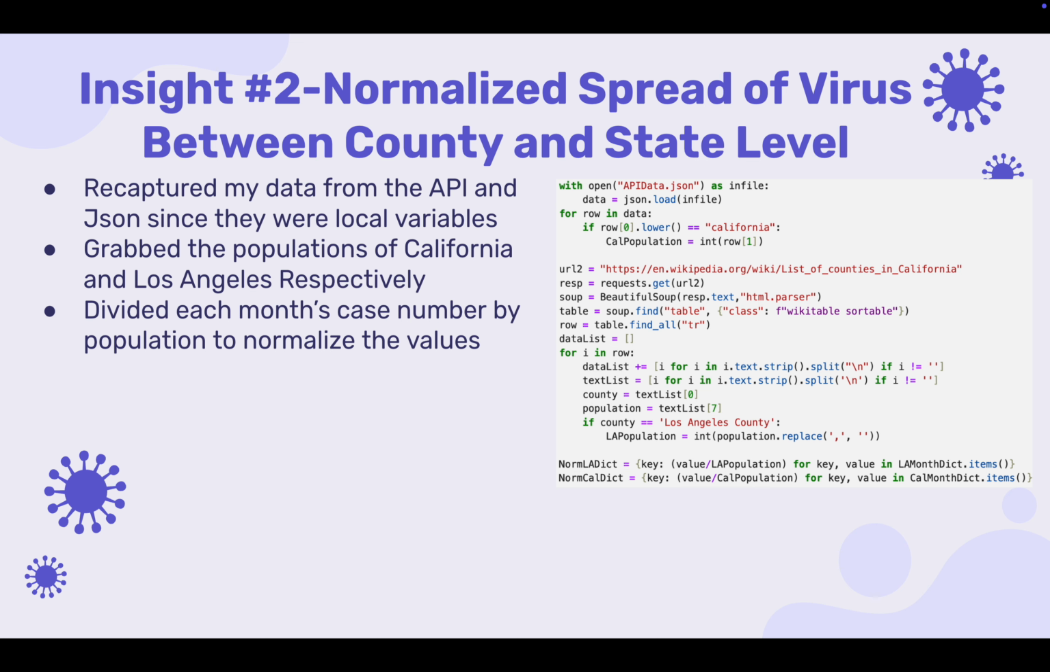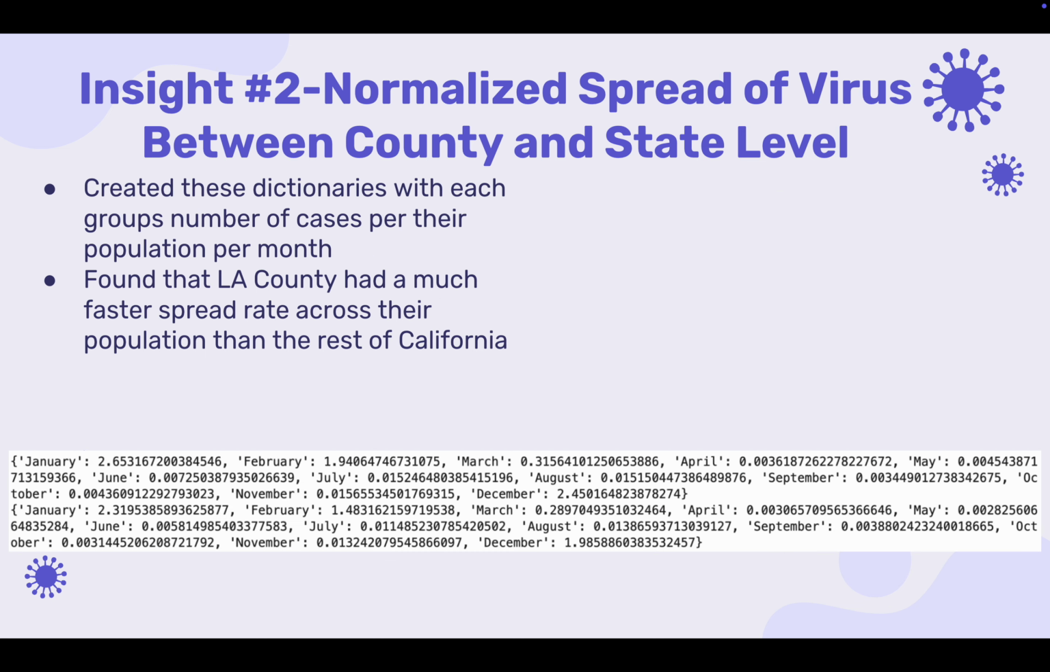So my second insight, I wanted to normalize my values. I wanted to find a way to compare the state and county level. So I had to use my other sources, my API and my web scrape, to normalize my values, which you can see I did in the code here. Obviously using my Beautiful Soup and everything. So I just wanted to be able to compare the number of cases from the population of each.